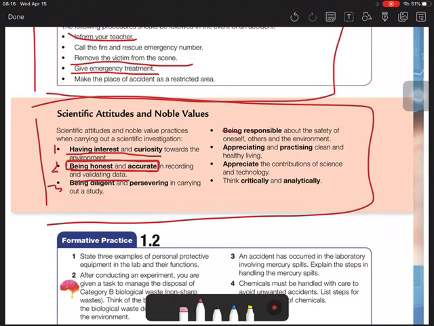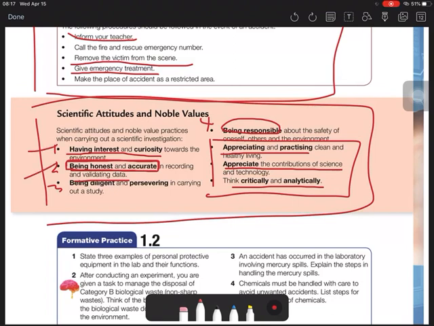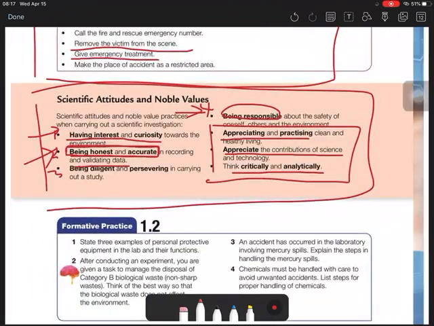Number 4, being responsible. If you break a thermometer, please be responsible. Don't blame others. Then appreciating and practicing clean and healthy living, appreciating the contributions of science and technology, and thinking critically and analytically. These three I think are very straightforward, but this one and this one are very, very important in making you a good scientist.